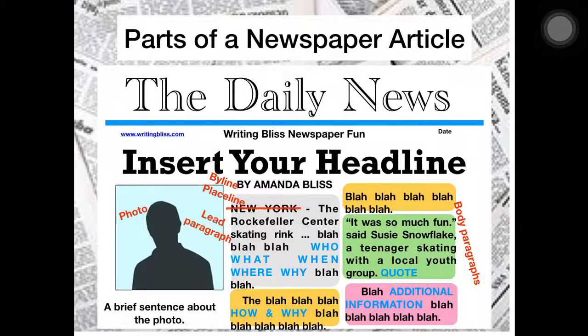Then over to the left here you see that the newspaper article has a photo and a photo caption. Both of these things are very important to a newspaper article. Photos should be definitely of the events happening, and the photo caption should have who is in the photo and what is happening in the photo. So you want to make sure that you have those 2 facts in the photo caption. So these are the parts of a newspaper article.